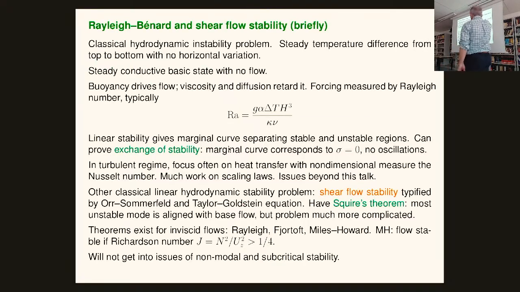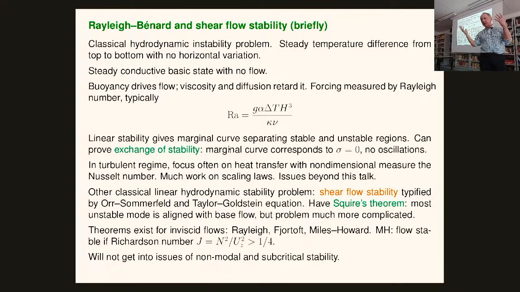Okay, so there's a lot of words here, but let's not worry about it. As I said, we have a conductive state, hot under cold. It goes unstable, and we normally measure how hard we force the system by this Rayleigh number, which gives us a measure of the forcing by the temperature difference, by the size of the system, and by the diffusion and viscosity that try to stop it.